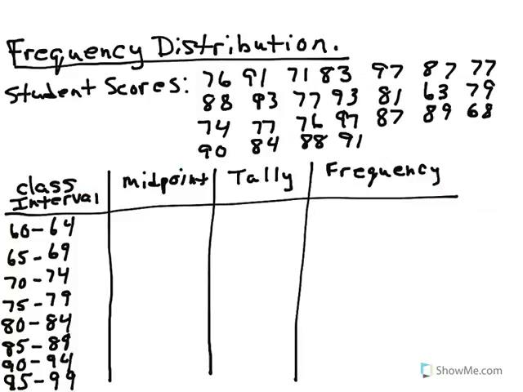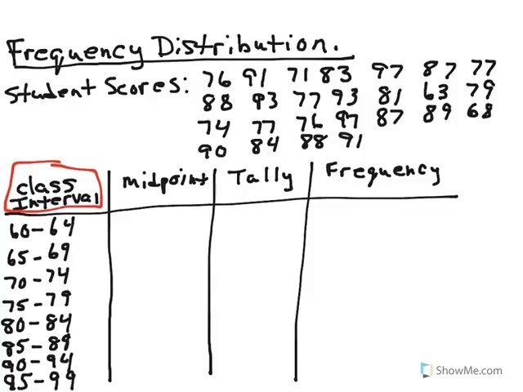Frequency distribution. Sometimes we organize our set of data into a frequency distribution table. We do this when we have a large set of values. When you look at this large set of values, it's too hard to see where things are. So we do what we call a class interval. We group our numbers into classes.